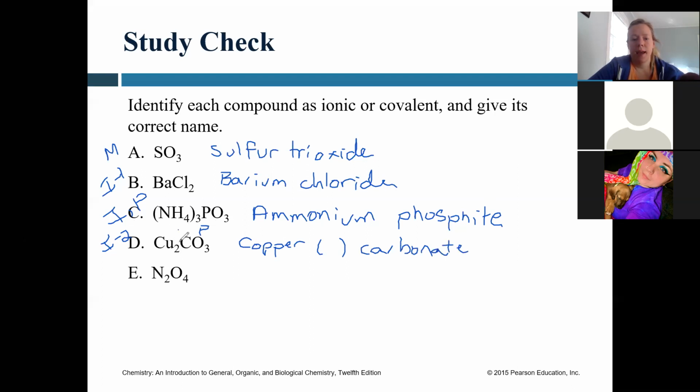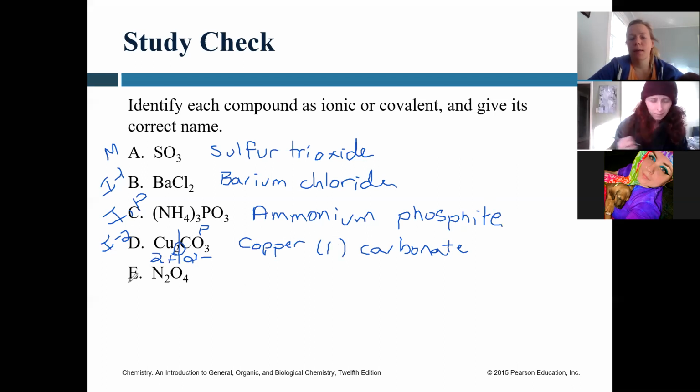So let's cut this thing in half. The carbonate always forms a 2- charge. There's only one of them. So that means we need a 2+ over here, but there are 2 coppers to distribute over the 2+. So this should be copper(I) carbonate.